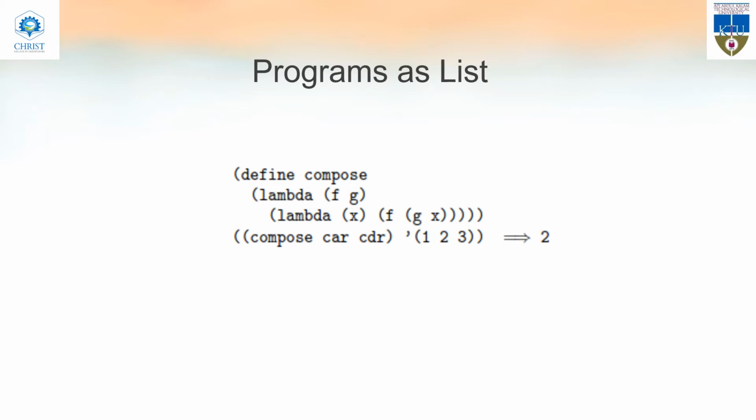Scheme language also supports program as a list. Okay, so we can just see an example. So this is an example. I have defined a function called compose. Compose is the name of the function, and I define the function using lambda. It has two arguments, f and g. Okay, f is an argument and g is an argument.